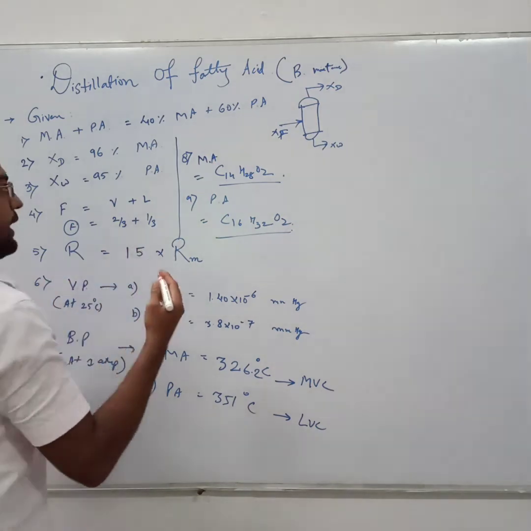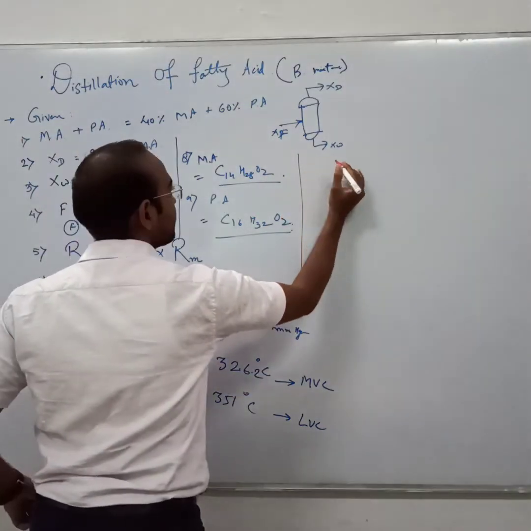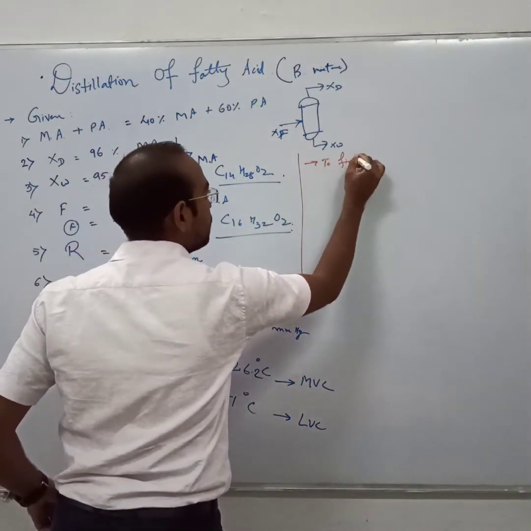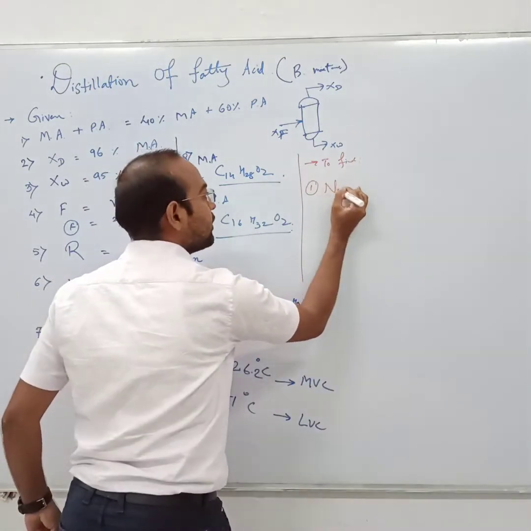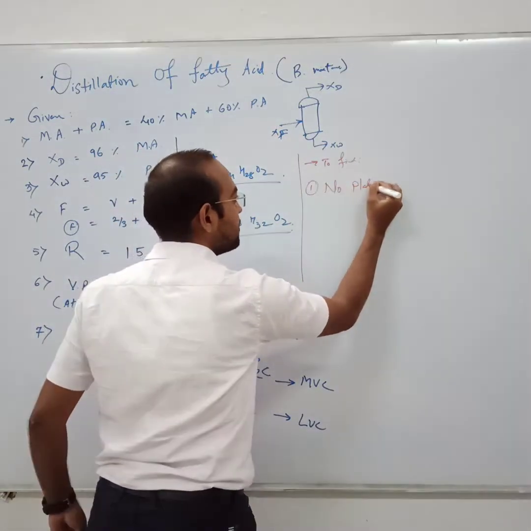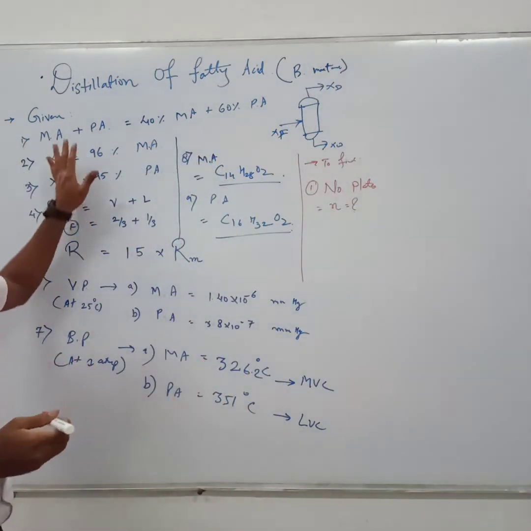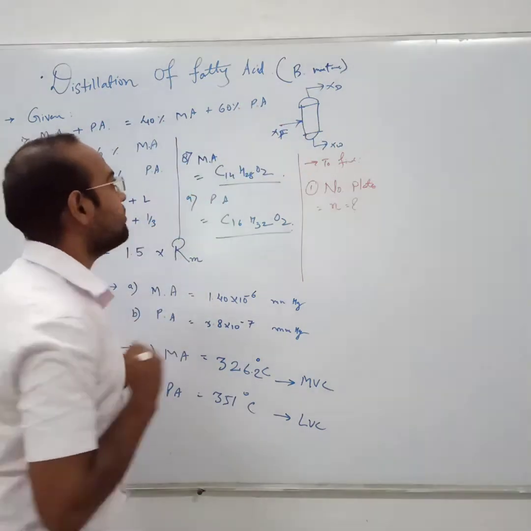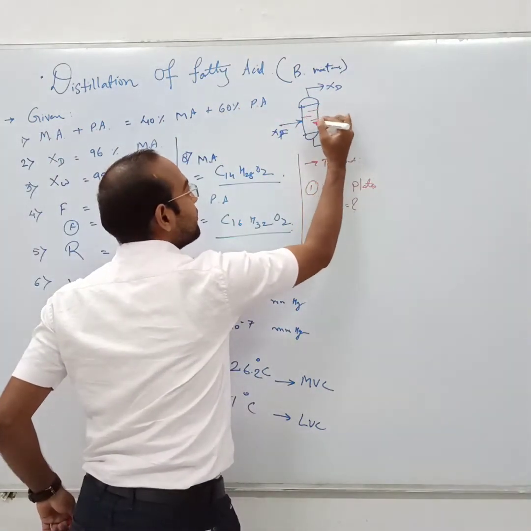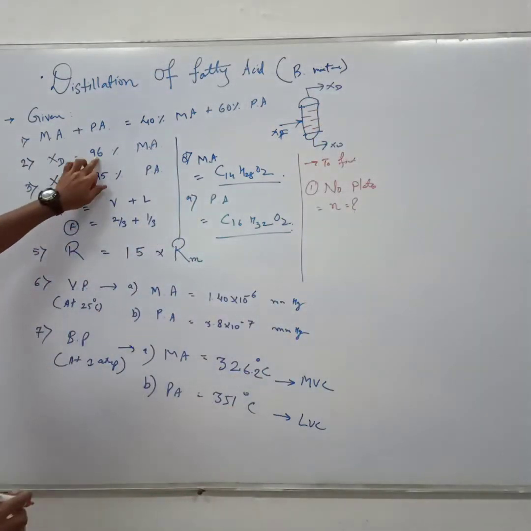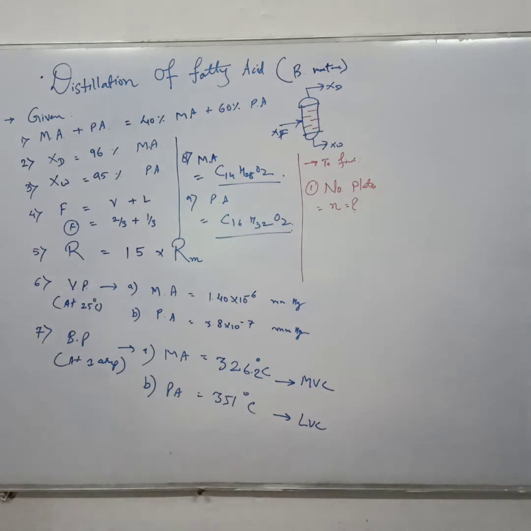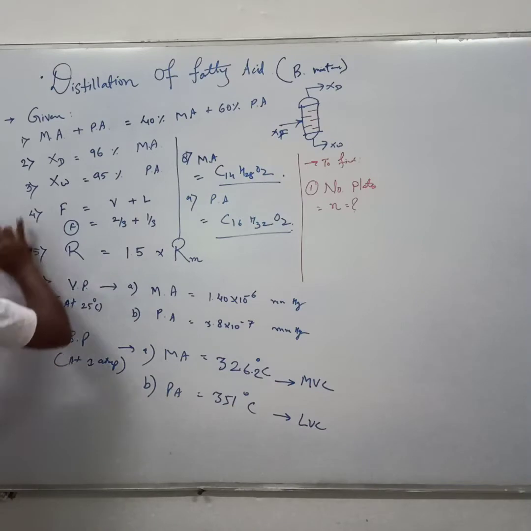What we need to find, you can write here. To find the number of theoretical stages, I can write it as the number of plates, denoted by small n. It means: to separate this binary fatty acid mixture in a distillation column, how many plates are needed to separate it with a top product purity of 96% and a bottom product purity of 95%? This is all about the given data and what to find.